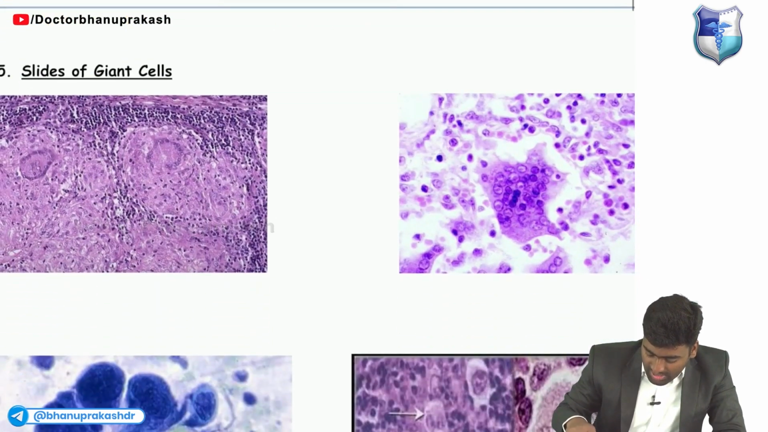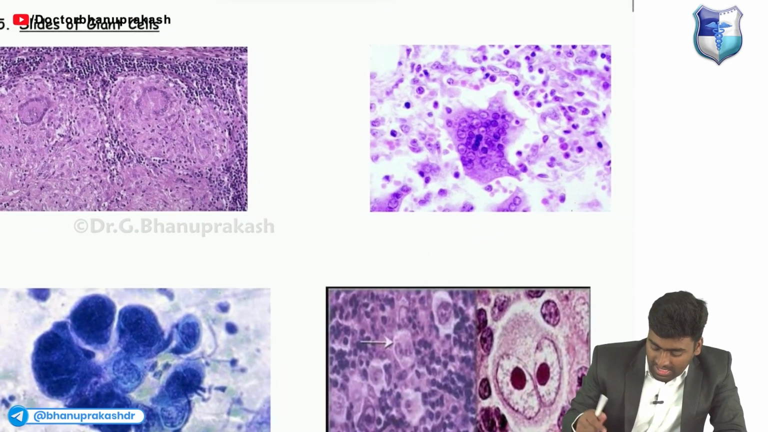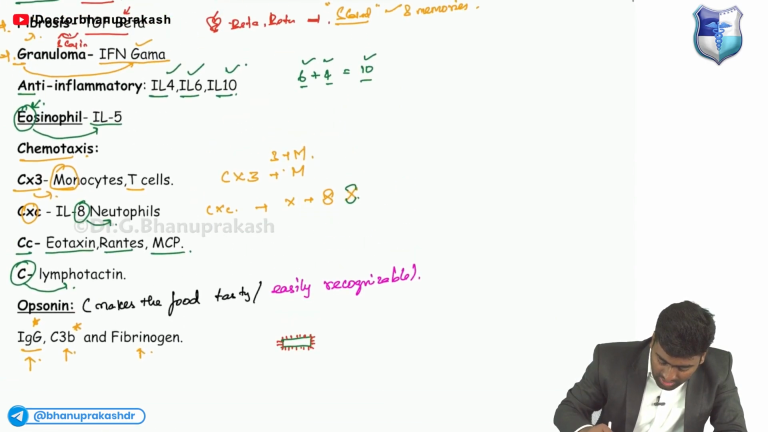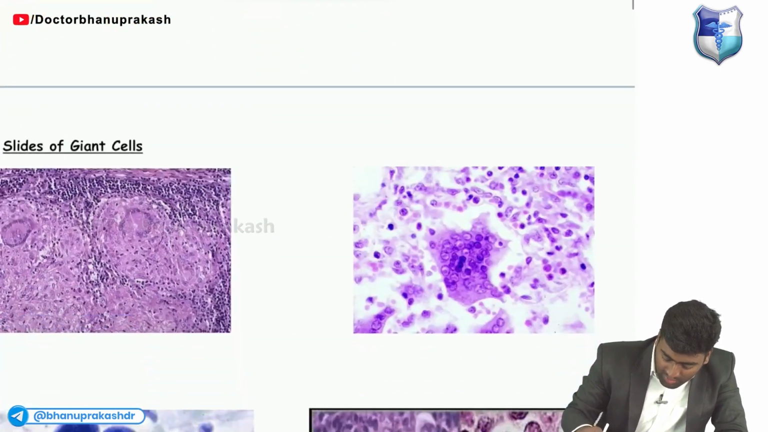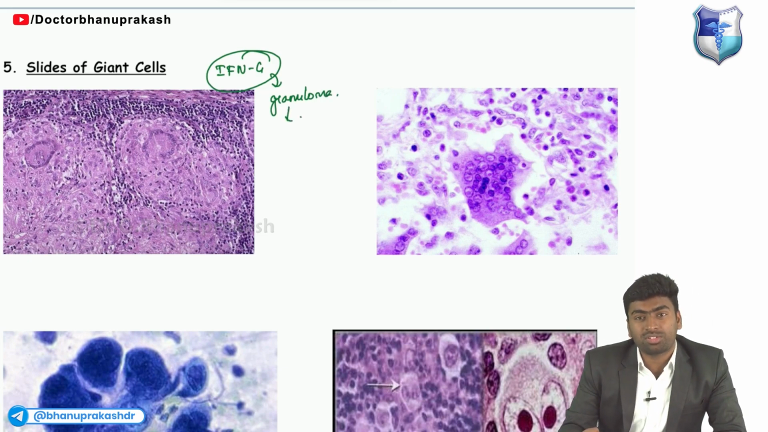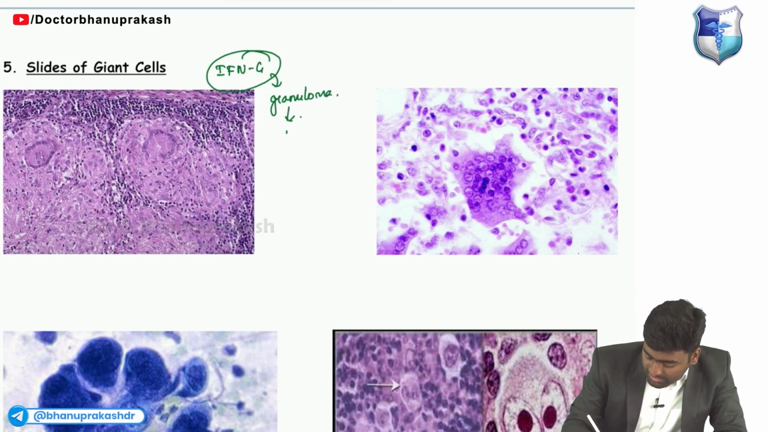Good guys. Then about the slides of giant cells. As I told you, interferon gamma leads to the formation of granulomas. And there are different types of granuloma. One of the most common types of granuloma you will see in a case of TB is the caseating granuloma.